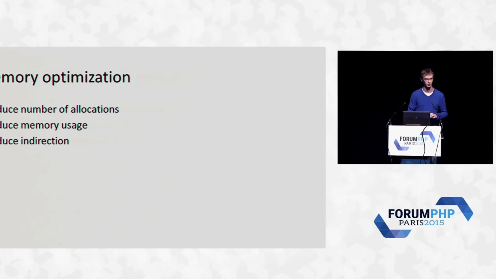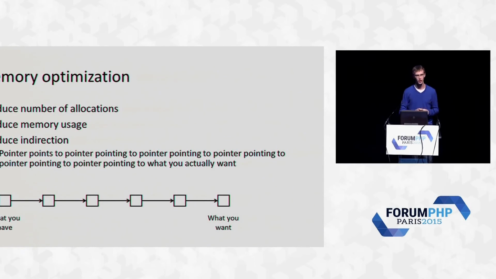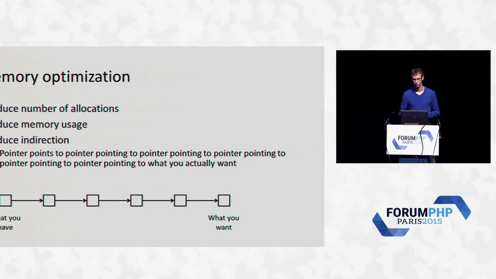Now, the last thing you want to look at is reduce the amount of indirection. And when I say indirection, I mean situations like these. So where you have a pointer, which points to another pointer, pointing to another pointer, pointing to another pointer, and that one points to what you actually want to have. And well, this is bad for pretty obvious reasons. So every time you follow a pointer, you're doing a memory access, and if you're lucky, it's in the cache. If you're not lucky, it's a main memory access. And these are basically the three things we want to look at when we optimize PHP.